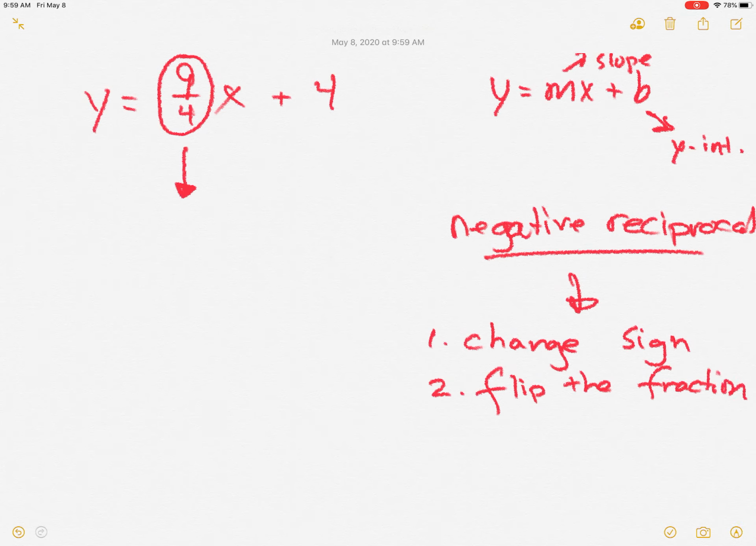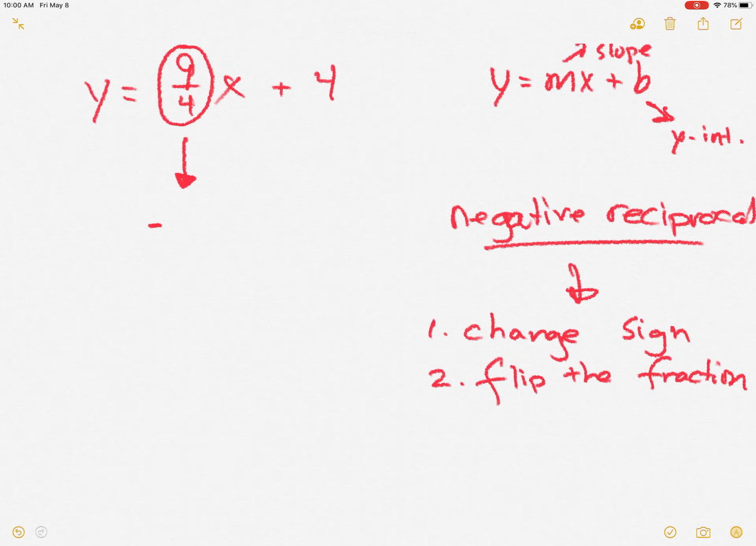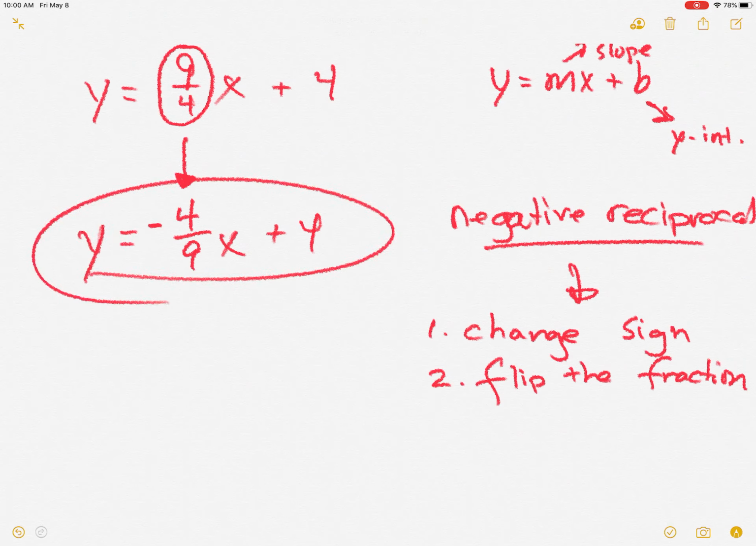So if I've got a 9 over 4, I'm going to change the sign, so I'm going to put a negative, and I'm going to flip the fraction. So I'm going to put the 4 where the 9 was and the 9 where the 4 was. And then all I'm going to do is just bring everything else down. So this is the second equation that says y equals negative 4 over 9x plus 4. That is the equation of a line which is perpendicular to the first line, which was y equals 9 over 4x plus 4.